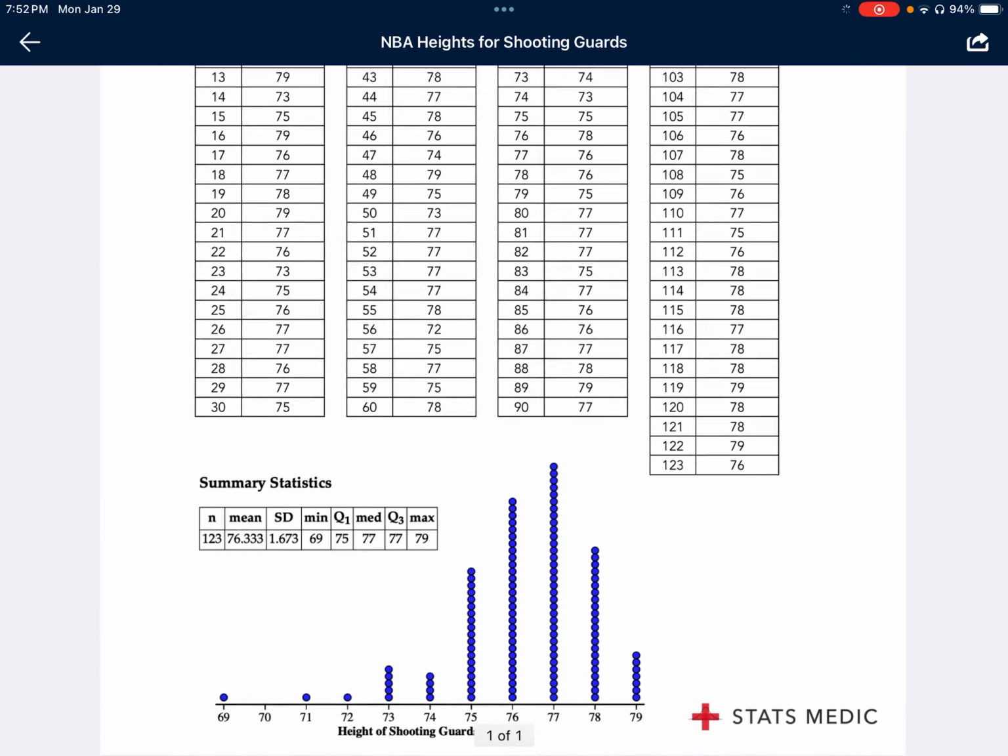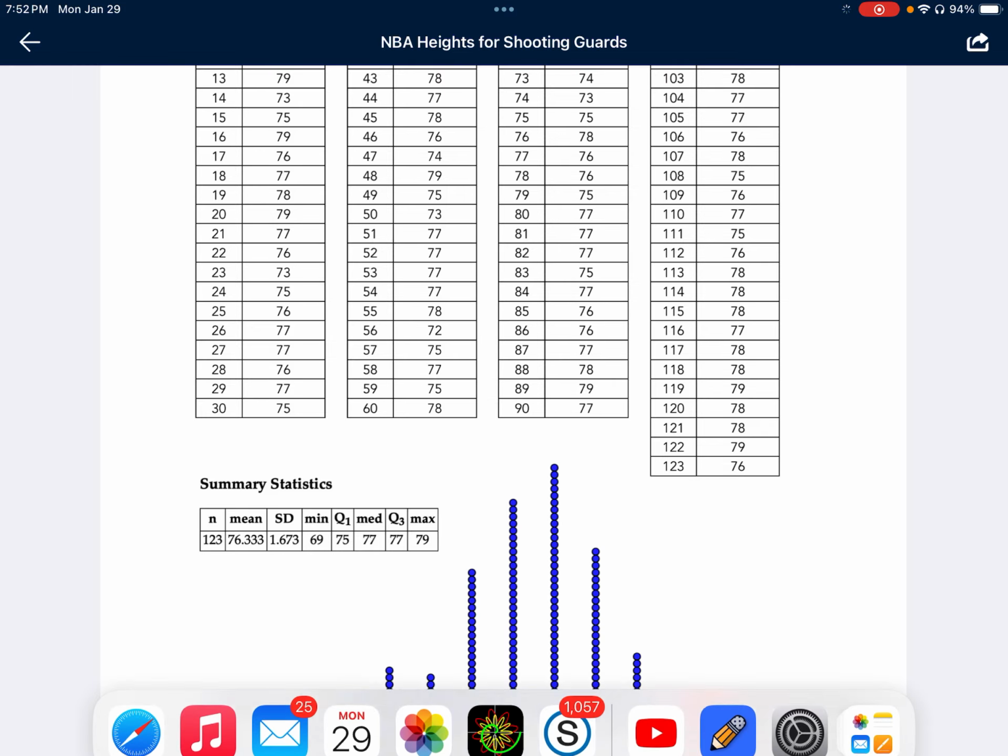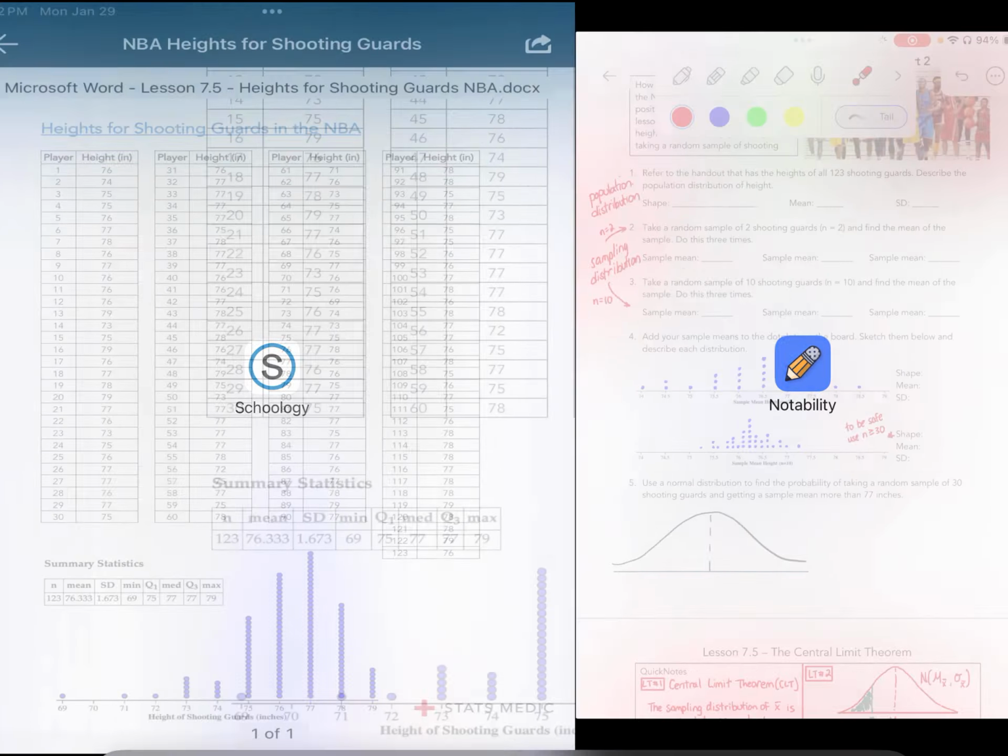So if you look down here, there are a couple dots. There's one on the left side, and it has a tail on the left. So this set of data for all the shooting guards is skewed left. And the summary statistics right there tell you what the mean is and what the standard deviation is. So you can just transfer those over into your notes.